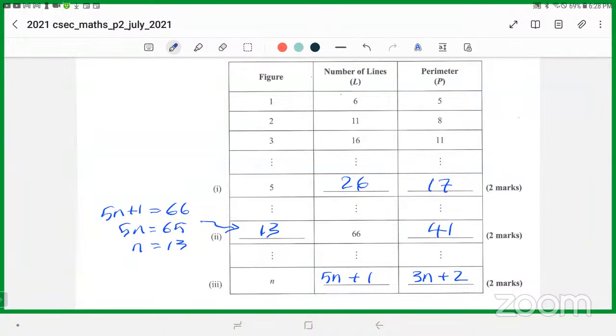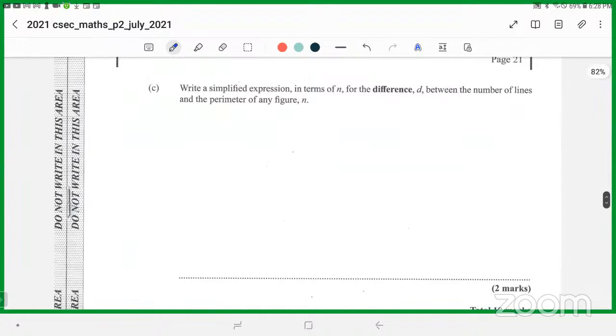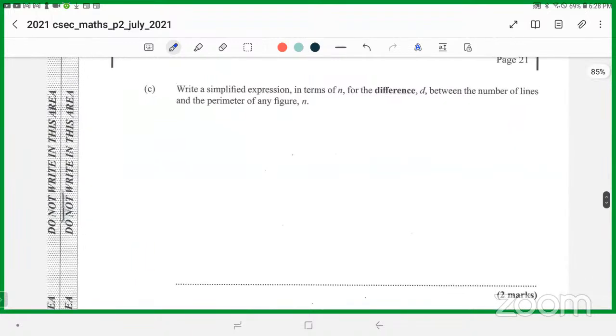That's it. You want to reduce the amount of thinking you need to do in the exams. You don't need to think in the exam when you're well prepared. Just do. Next question. It says, write a simplified expression in terms of n for the difference d between the number of lines and the perimeter in figure n.